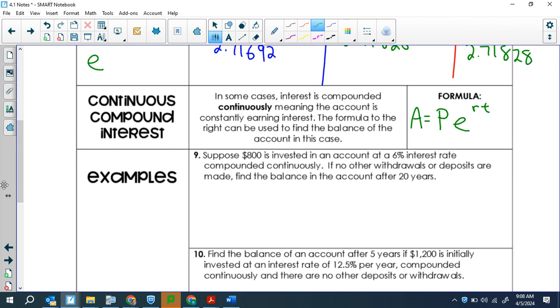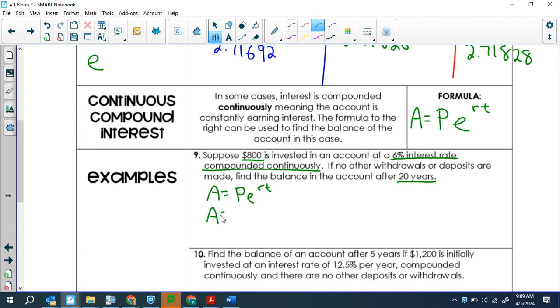So if we look at number 9, it says we have $800 to invest in an account at a 6% interest rate, but the key thing is that it's compounded continuously. The fact that it says compounded continuously means we're not going to use that other formula. We're going to use this PERT formula. It says we're not going to make withdrawals or additional deposits, and we're keeping it in for 20 years. So because it says continuous, we're using PERT.